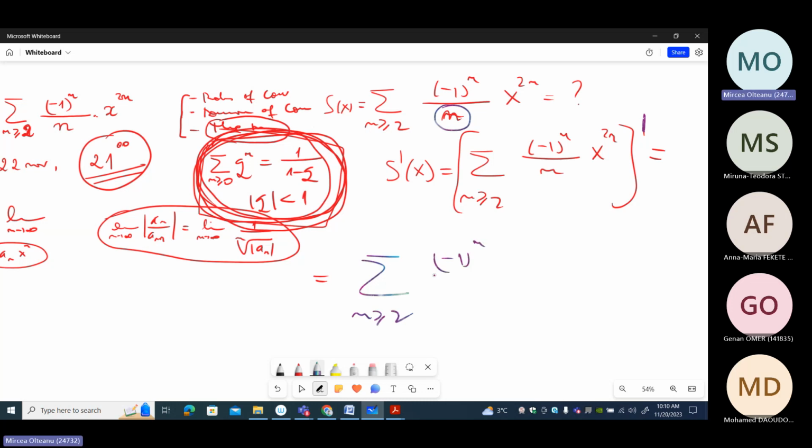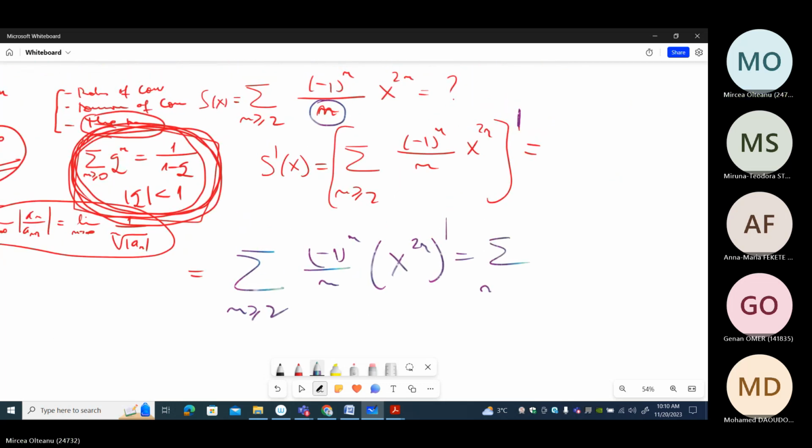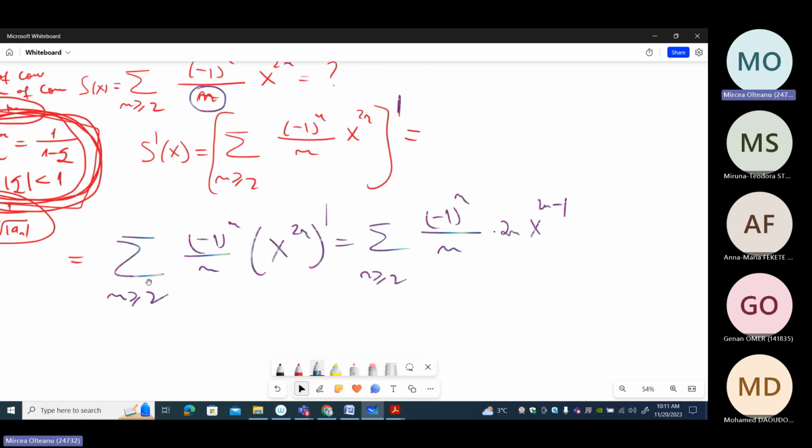Of course, (-1)^n over n, it's a constant. So finally, what we need to differentiate is x^(2n), which is this one. And now the reason we did that is now we can simplify by n. So it gives us 2, which is a constant and goes outside, times (-1)^n x^(2n-1).